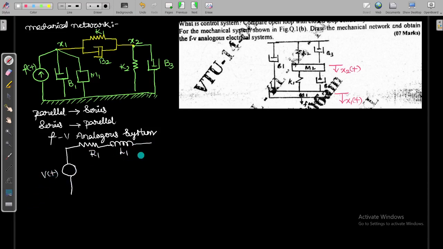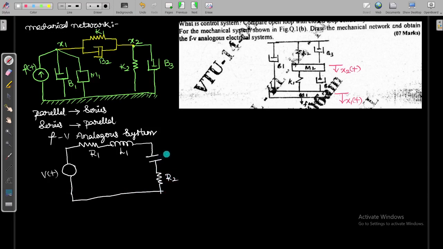After that, if you observe, there is K1 and B2, they both are connected in parallel. So what you have to do? You have to connect them in series. K1 means a spring constant will be there, and in place of the damping coefficient you will have some resistance. So these two will be there. Now we are going to complete this network.